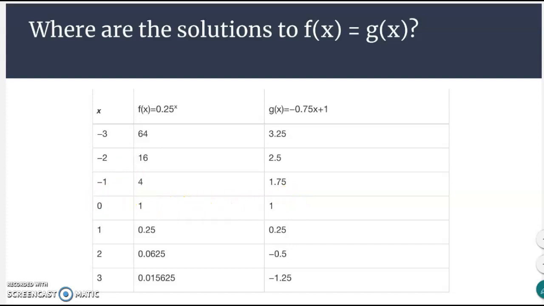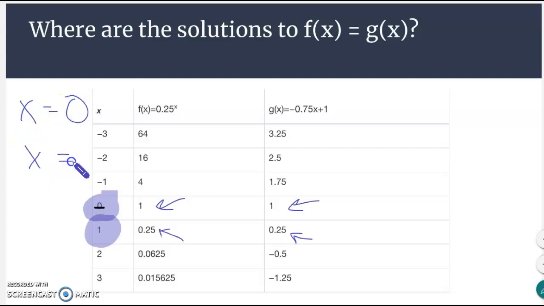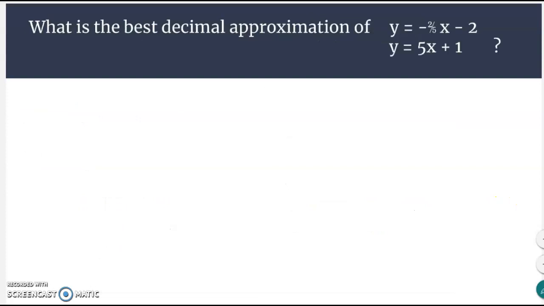And the y-coordinates are the same at, if you see here, let's highlight this, 0 and 1. I know that because I see the x and y values the same there. The y values are the same here. This y value is equivalent to this y value. This 0.25 is equivalent to this 0.25. That's why I know x equals 0 and x equals 1 for these systems. So it's kind of the same concept, it's just we have a table of y values rather than an actual graph to look at.